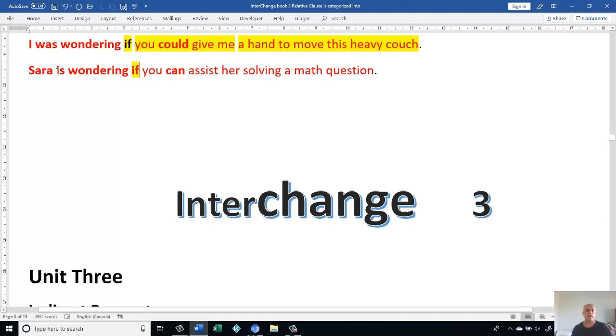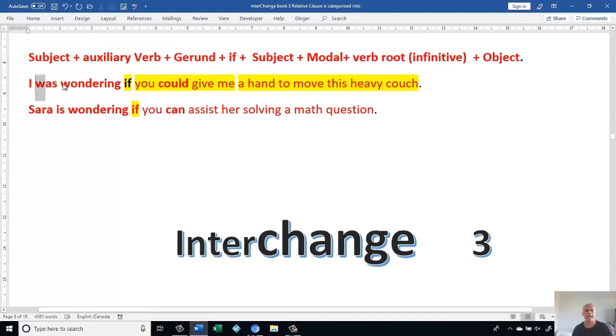Okay, if we look at the first sentence, this is in the present, we have can. But if we look here, because here I have it in the past, then I make it could. Then it's the modal in the past, not the sentence in the past, the modal in the past.